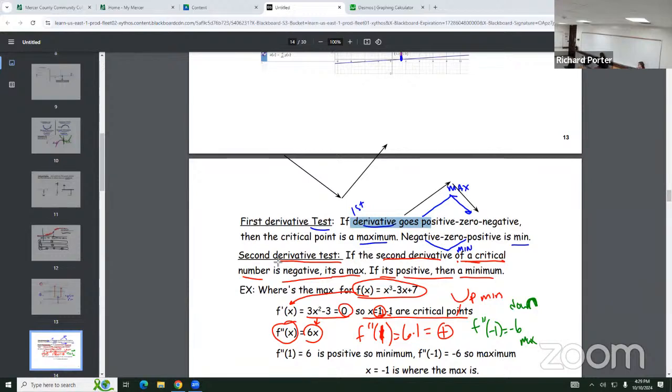What about if it's concave down? Everyone else around you is worse than you. Are you at a maximum or minimum? Maximum. That's what the second derivative says.